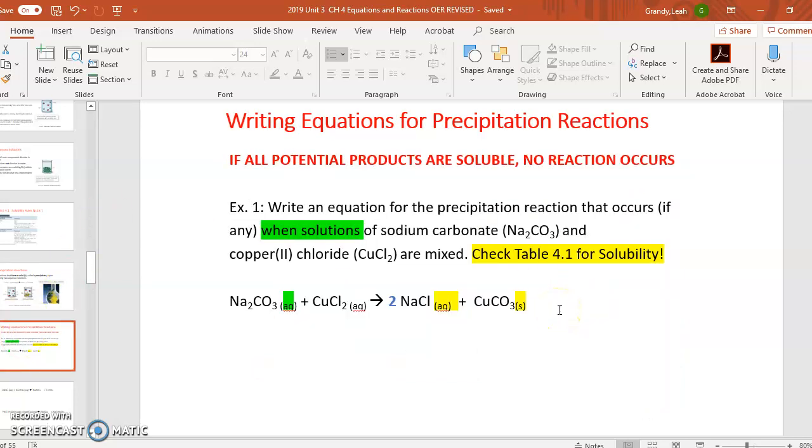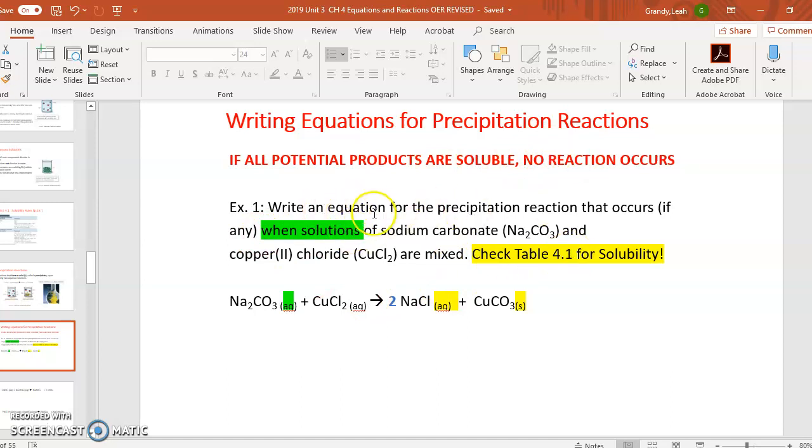So how do we write these equations? So if all the potential products are soluble, we would say no reaction occurs. And we've seen this in former videos, for example, the one about double displacement reactions. If two aqueous solutions come together and form two more aqueous ones, we'd say no reaction. So we have to check that table 4.1 for solubility.